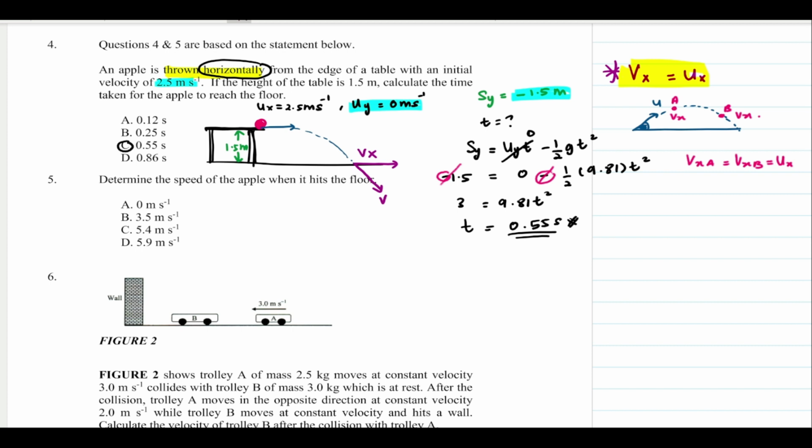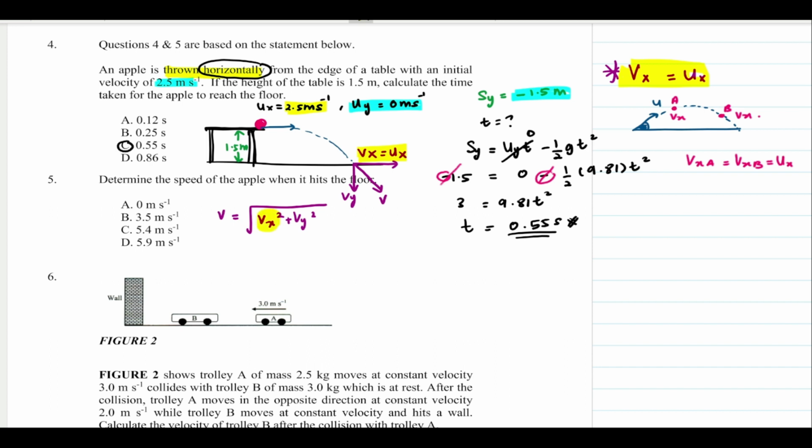Macam tu. Okay, jadi untuk cari V, sebenarnya in order to calculate what is the speed of the apple when it hits the floor, so V is equal to square root the resultant. Okay, the resultant speed Vx squared plus Vy squared. Okay, sebab itu kita kena ada Vx dan kita kena ada Vy. Tapi Vx tak ada masalah. Vx kita tahu nilai dia bersamaan dengan Ux. Kita dah tahu dah nilai Ux ini tadi 2.5 meter per second. Tapi Vy kita perlu cari Vy.